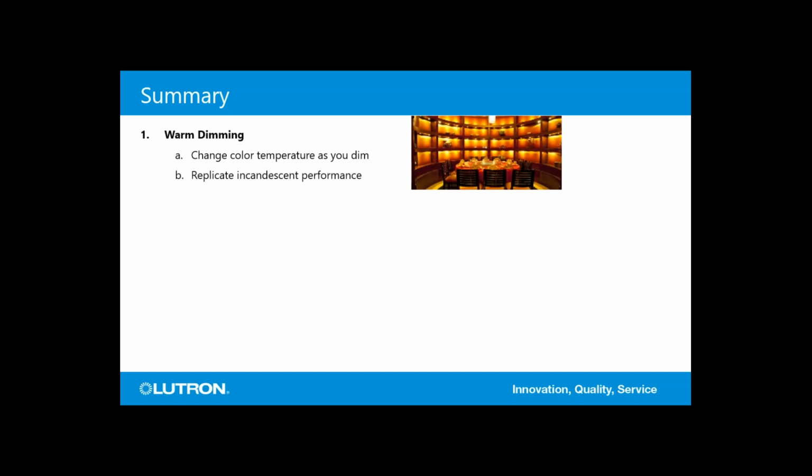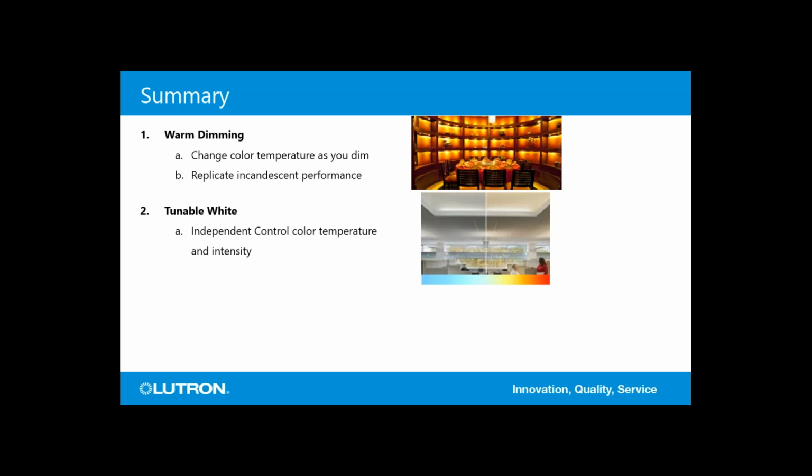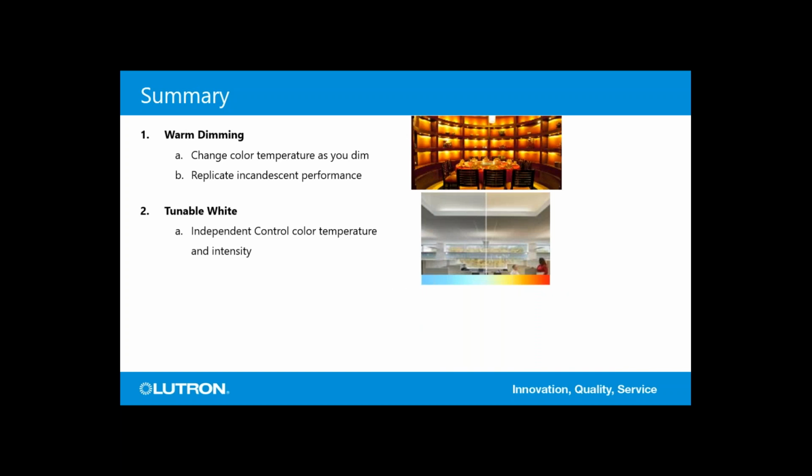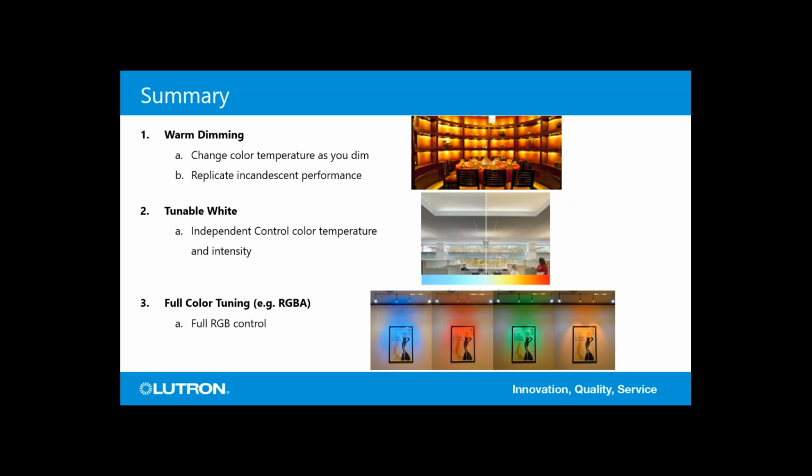So in summary, you have warm dimming. That's where you can change the color temperature as you dim, and it replicates the incandescent performance. Tunable white, really what we want to have is independent control over the color temperature and intensity. But let me just say that just because it's tunable white does not mean that you have independent control over color temperature from intensity, again, for the warm-cool versus intensity and CCT fixtures. And then full color tuning, this is where you get the RGB or RGBA or RGBW if you include white. But again, that's usually for the architainment type solutions.